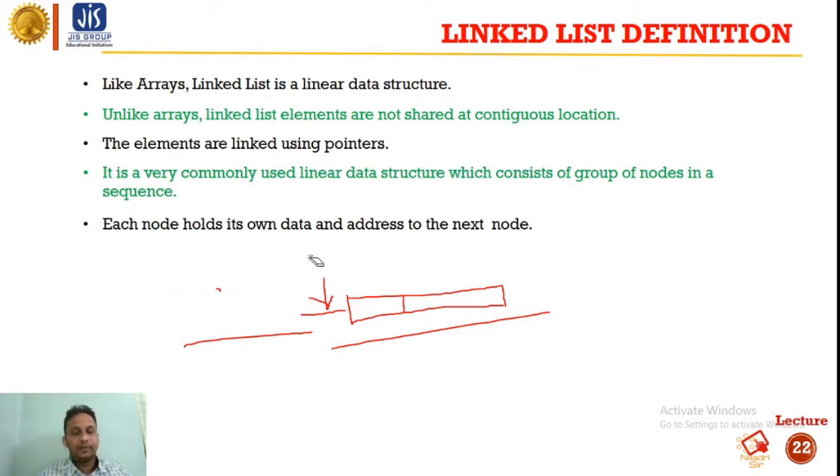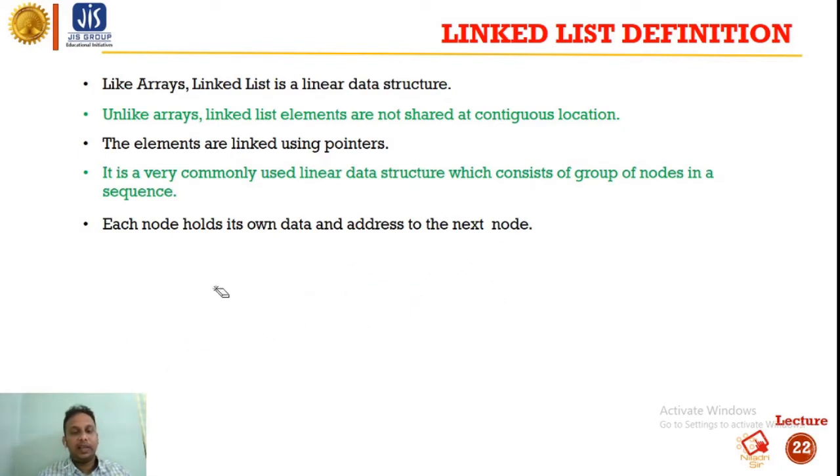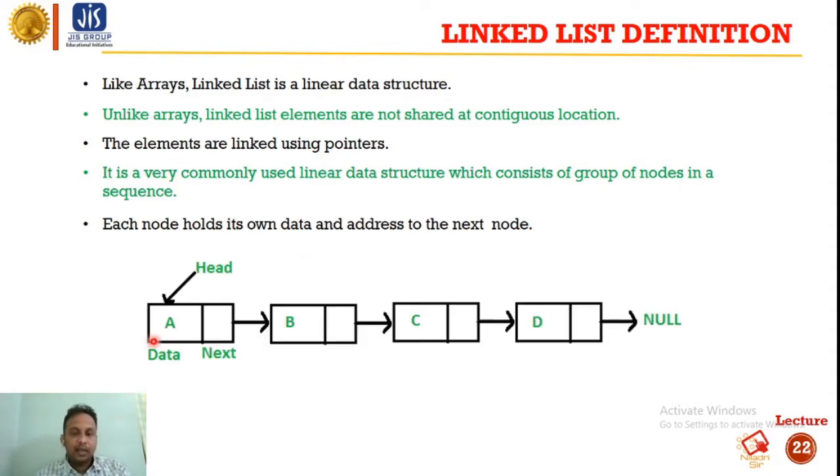So each node holds its own data and the address of the next node. As you can see, there are basically two parts: one is the data part and the other is the next part. The next part holds the address of the next node. This is the pictorial representation of a linked list. This is the data part and this is the next part.